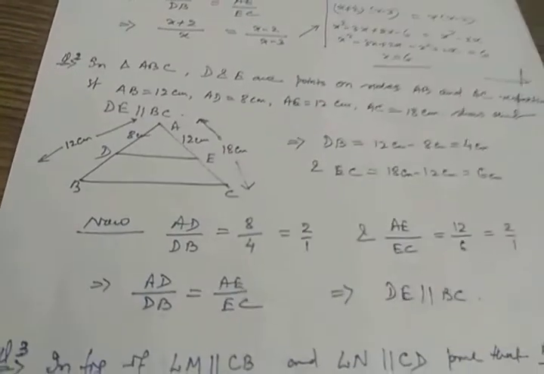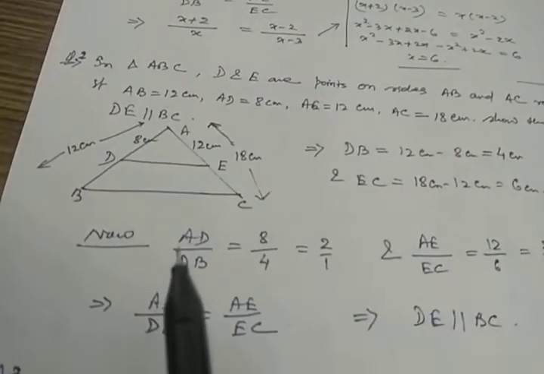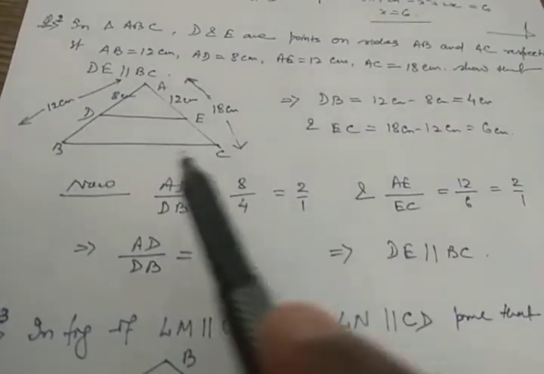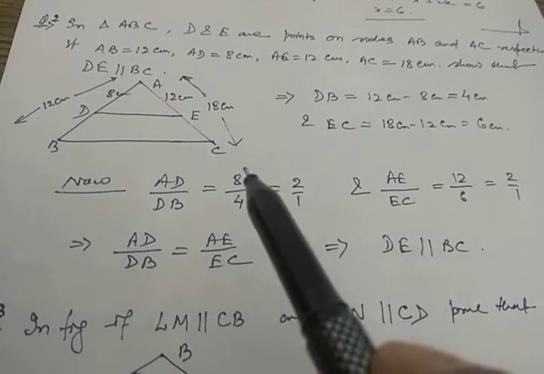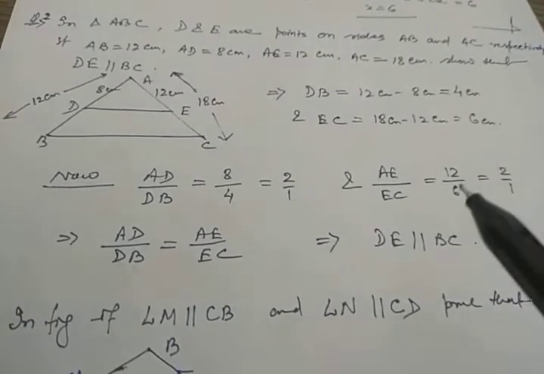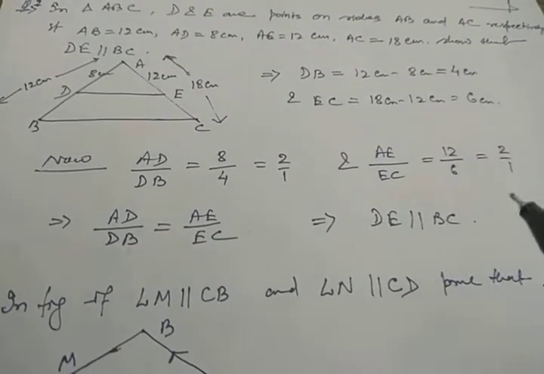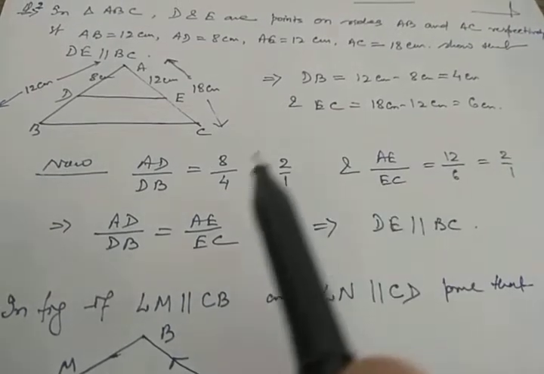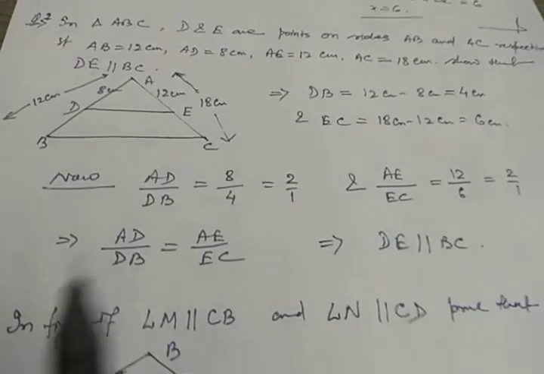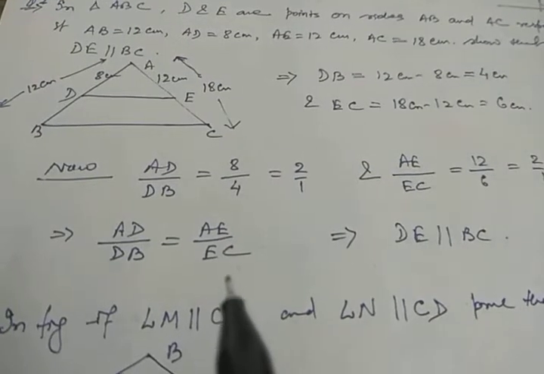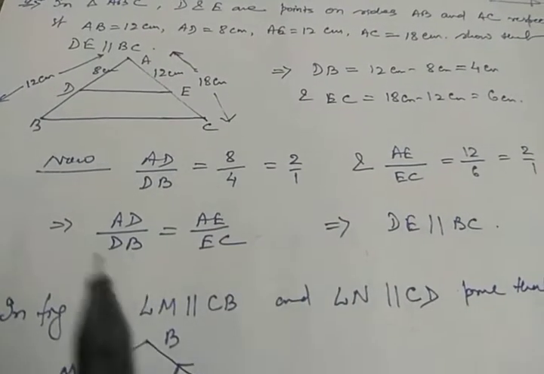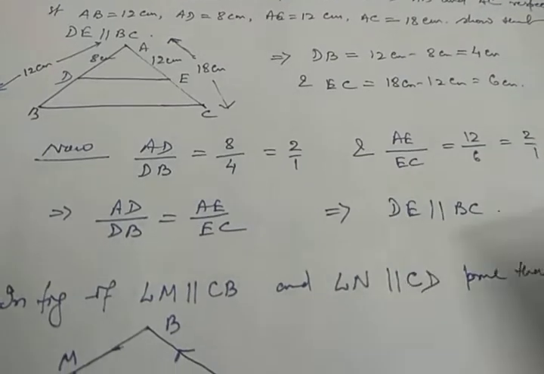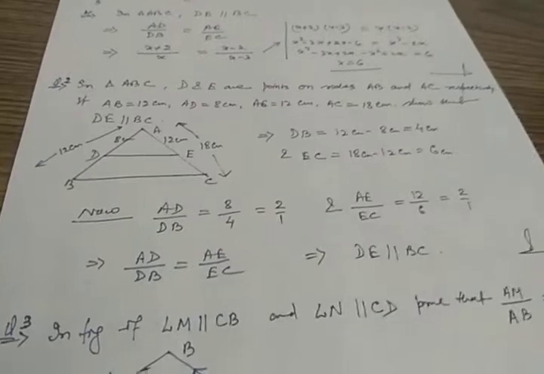Now I have to prove that DE is parallel to BC, or we have to check it. So we just take the ratio AD by DB. How much? 8 by 4. This is 2 by 1. And also this side AE by EC, 12 by 6. So it is 2 by 1. I mean both are equal. So AD by DB is equal to AE by EC. And when this holds, by converse of BPT, DE is parallel to BC. Is it clear? So in this way, you can do more practice of such types of numerical problems. Come on for this one.